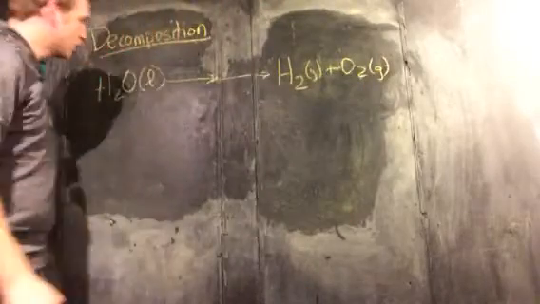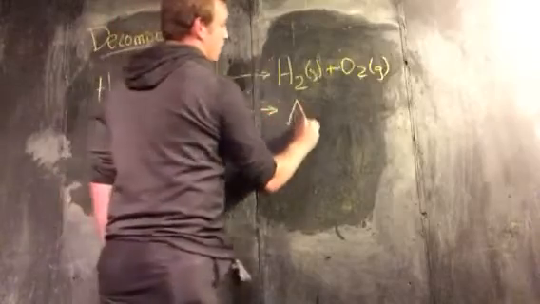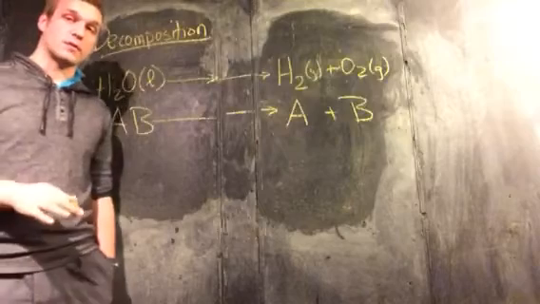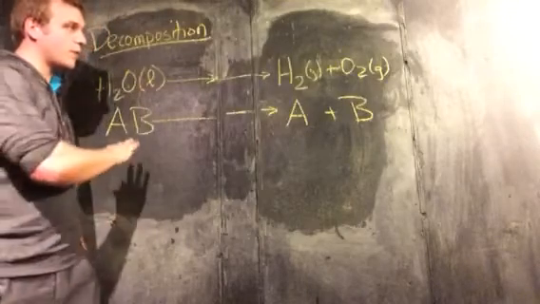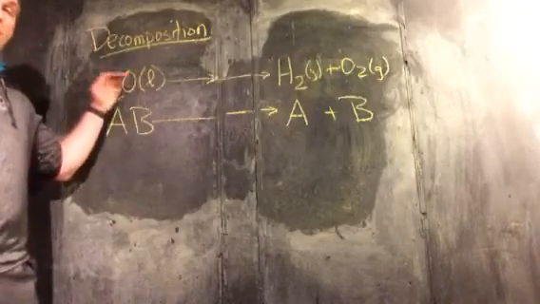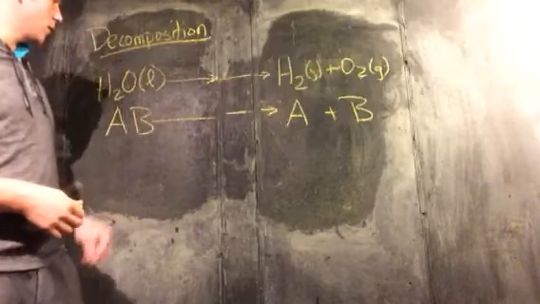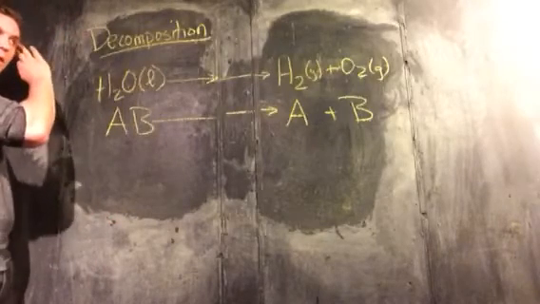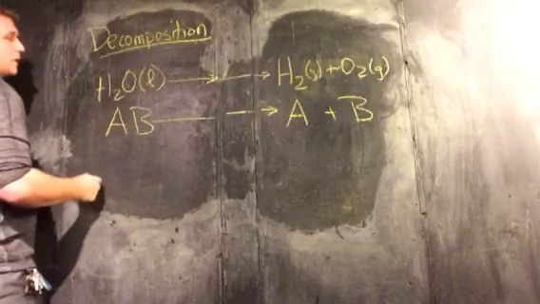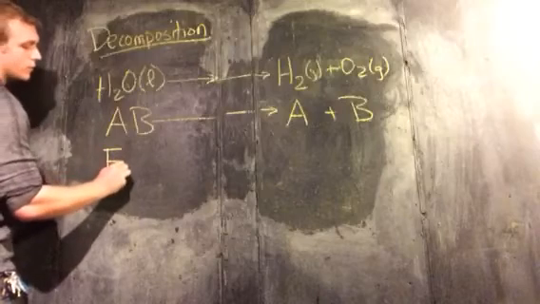So decomposition took AB and broke it down into A plus B. This is the opposite of synthesis at the basic level. Obviously, we're going to have different opportunities to do this, but it's just breaking down what we start with into a couple of different things. I'm just going to make one up off the top of my head. Let's do iron sulfide. We'll do iron 3 sulfide.